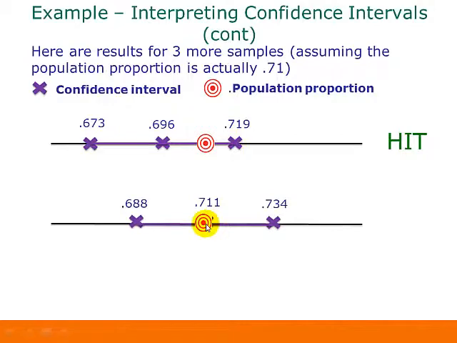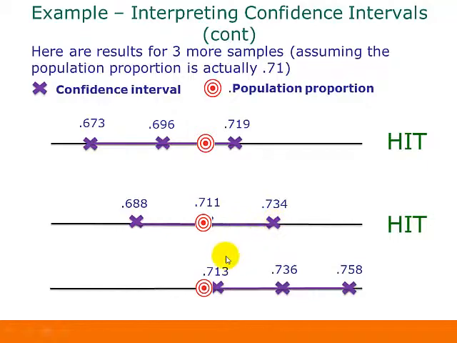Here's another sample. In this one, the population proportion and the sample proportion were very close together. So again, this one is a hit. Here's data from a third sample. In this one, our sample proportion was 0.736, and the interval goes from 0.713 up to 0.758. So this one actually doesn't include our population proportion of 0.71. So this one would be a miss.